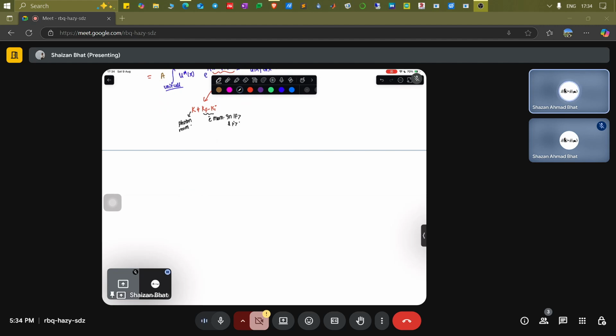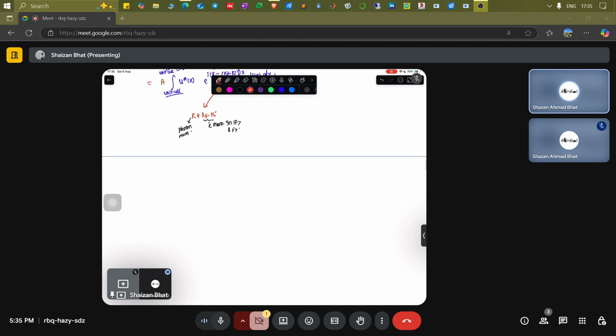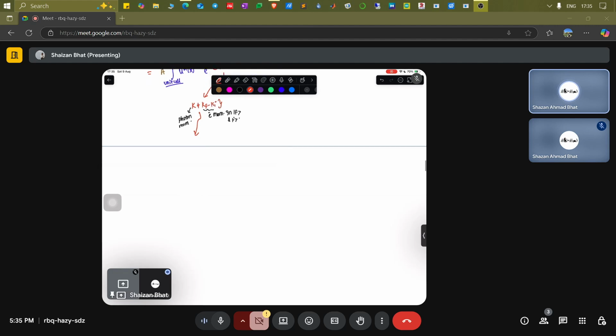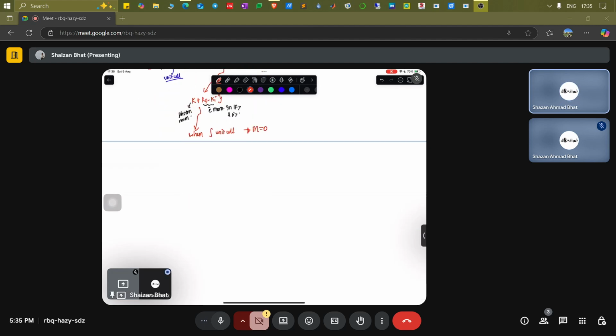And when we integrate it over the entire crystal, the momentum conservation can either be satisfied or it cannot be satisfied. So what I mean to say is, if this is the condition, that the momentum of the photon is not equivalent to the difference in the momentum of initial and final, then when we integrate over the entire crystal, we get the matrix element equal to 0. That means the momentum conservation is not satisfied. So this is one scenario.